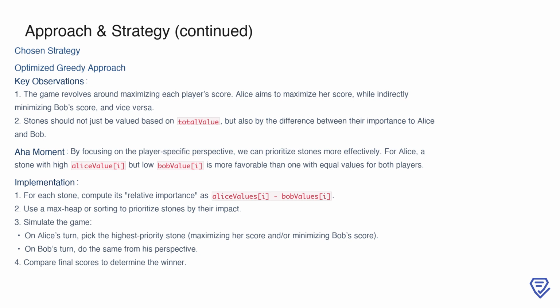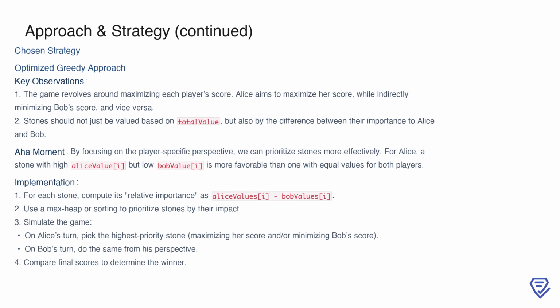Building on this, we arrive at the optimized greedy approach, which incorporates additional strategic insights. First, it is essential to recognize that Alice and Bob are not just maximizing their scores independently, they are also indirectly minimizing each other's scores. This means that evaluating stones solely based on their total value may not be sufficient. Instead, we factor in the difference between the importance of a stone to Alice and Bob. Specifically, a stone with a high value for Alice and a low value for Bob is more advantageous to Alice than one with equal values for both players.